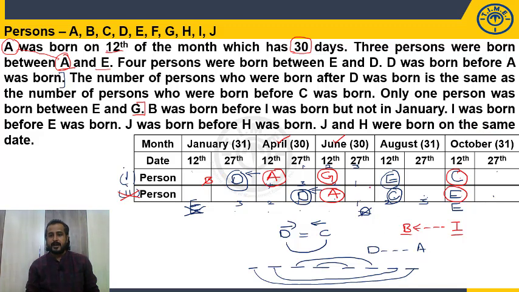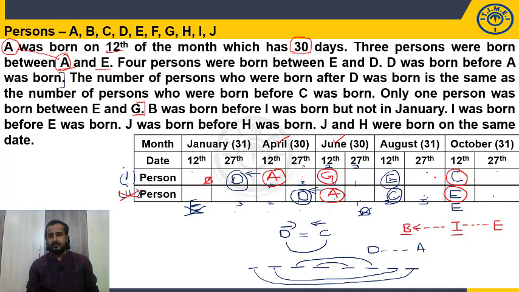So where this B and I may come? BI, BI, BI, so many possibilities. So don't go for that many possibilities. Add some more points. I was born before E was born. So again, in the arrangement, I was born before E was born.